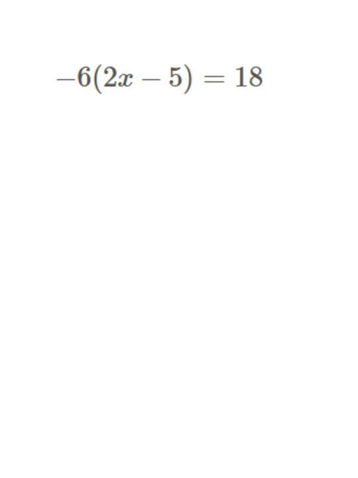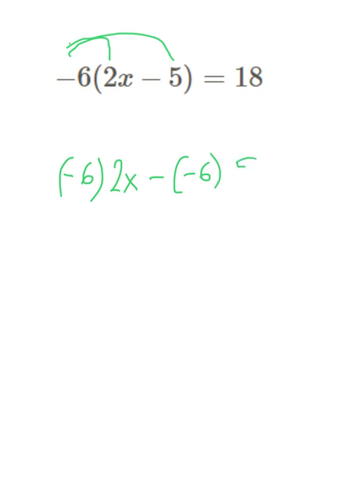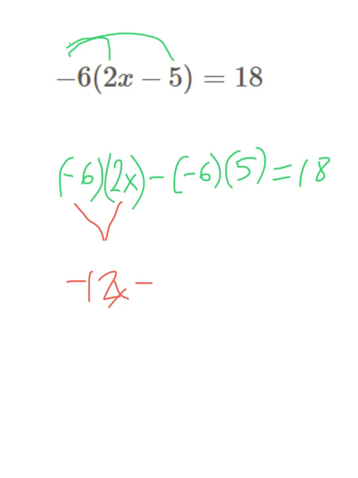Okay, another example. Looks like we get to use the distributive property. I have 2x minus 5, and I have negative 6 on the outside, and I'm going to distribute. So I have negative 6 times 2x. And I'm not going to multiply yet. I'm just going to write this out. So I have negative 6 times 2x minus negative 6 times 5. I'll put that in parentheses too. Equals 18. Okay, now I'm ready to multiply. Negative 6 times 2x is negative 12x. Negative 6 times 5 is negative 30 equals 18.